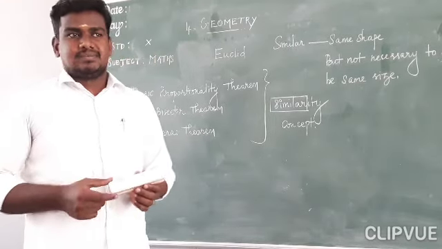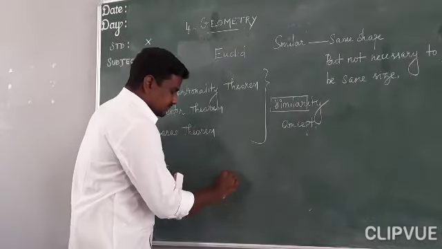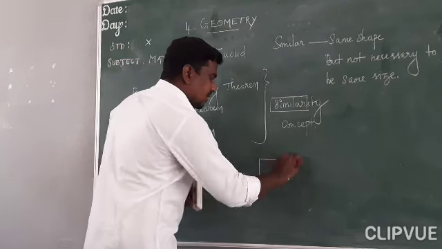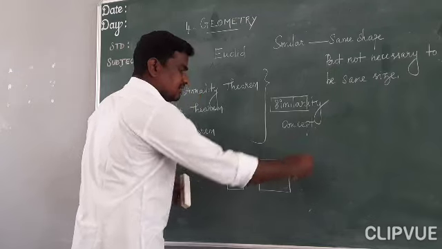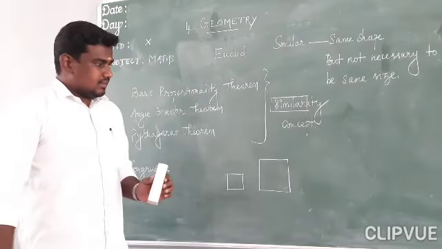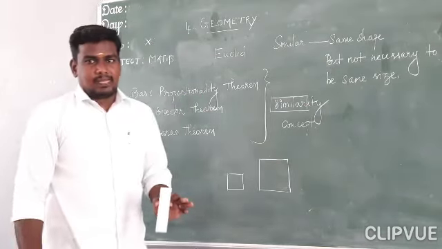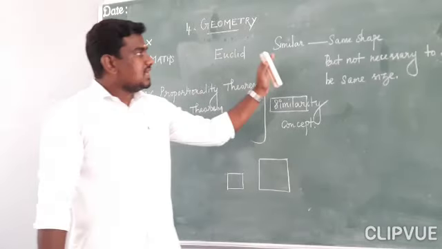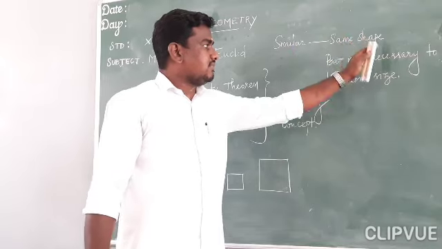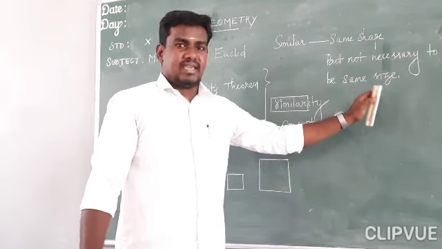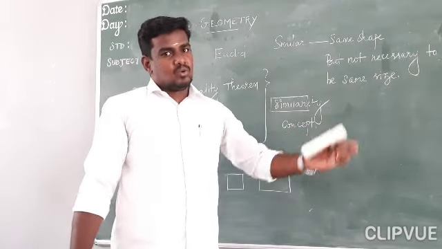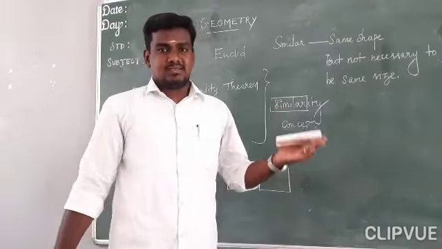And photocopies, like stamp size or card size, it will be increased, but the ratios must be the same. What is meant by ratios? We will see one by one. So similar means same shape, not necessarily the same size. Understood? If it is the same size, no problem, we can also say that it is similar.